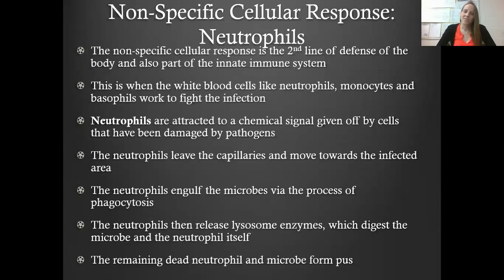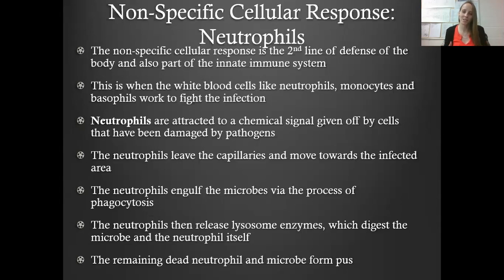The next part of the innate immune system is the non-specific cellular responses, which is the second line of defense. So if something gets past one of those barriers, now we're going to have different cells of the immune system start responding. And one of those cells is the neutrophils. Neutrophils, monocytes, basophils, all part of the non-specific cellular responses. So neutrophils are actually attracted to a chemical signal given off by cells that have been damaged by pathogens. The neutrophils are normally floating through your bloodstream, and your capillaries are your smallest blood vessels. And the neutrophils will leave the capillaries and move towards the infection.